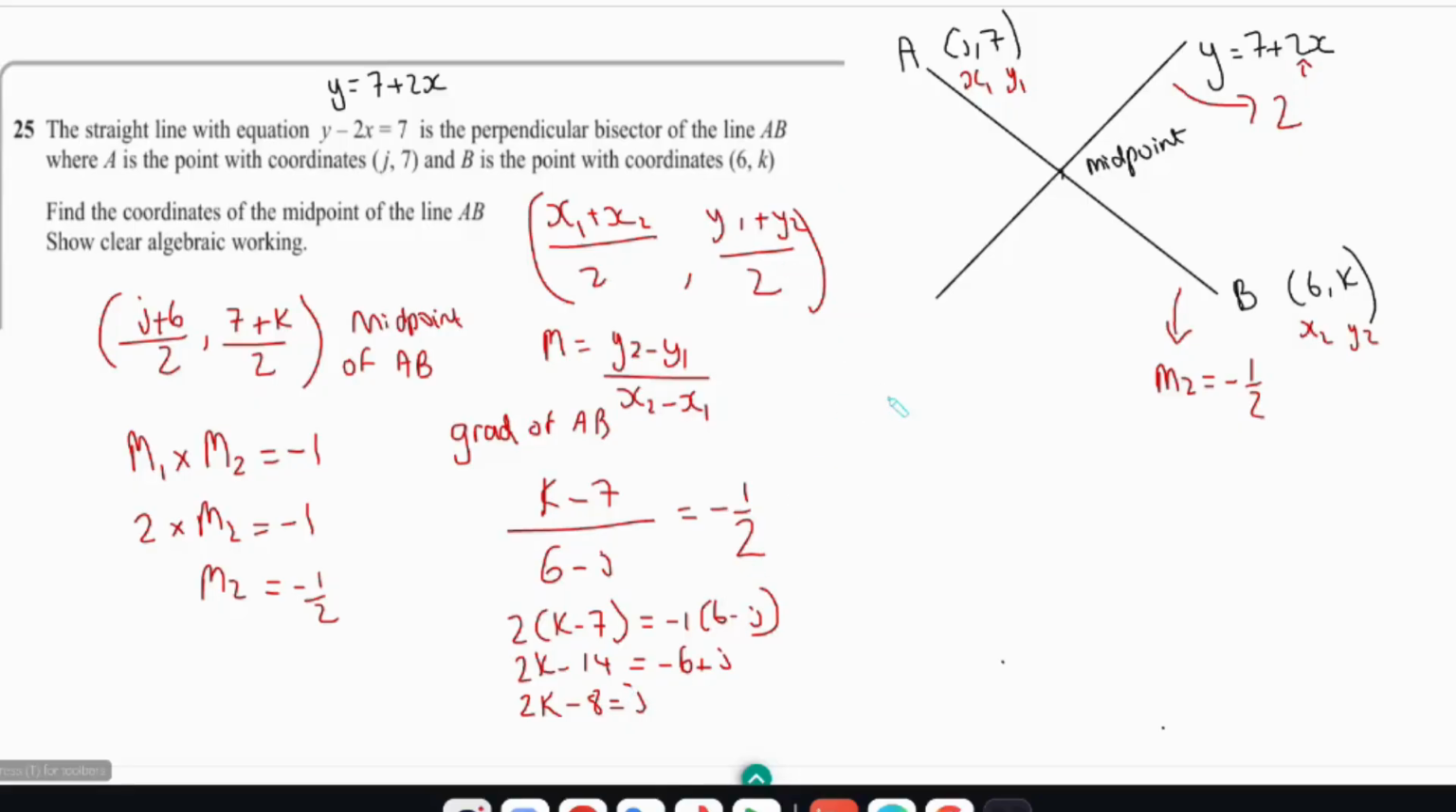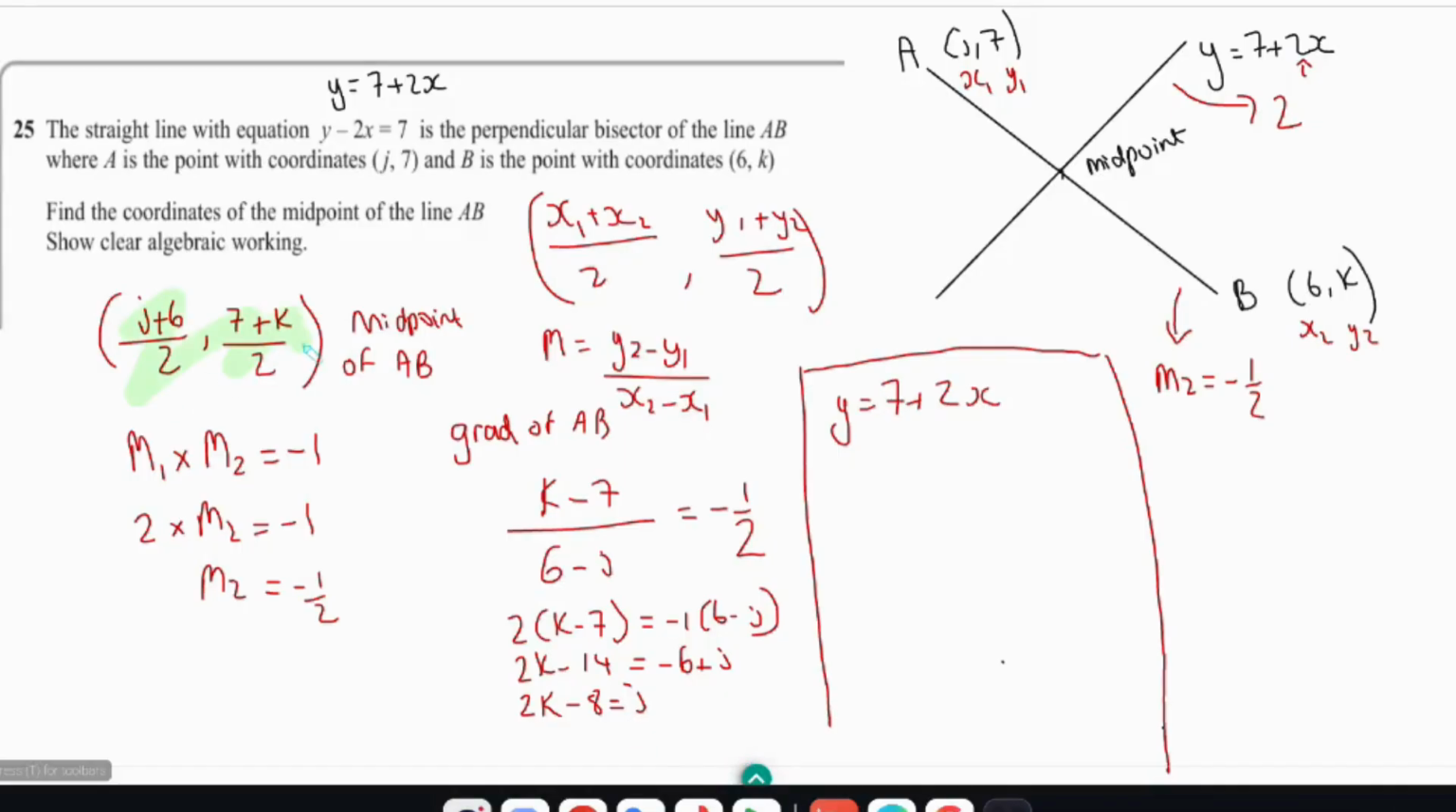Okay, so where do we go from here? I've got an equation in terms of k and j. I'm going to see if I can find another equation in terms of k and j by looking at the fact we have the equation of the perpendicular and we know a coordinate point on that line, which is the midpoint. If I sub these values in for my x and y over here, I will have another equation in terms of j and k.